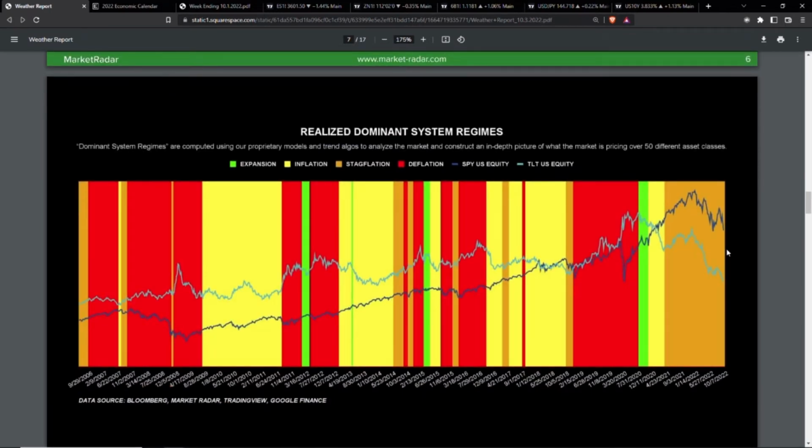Next slide is the realized dominant system regime. This will update as the regimes update, and you will see TLT and SPY overlaid on the chart so you can get an idea of what has happened in the past. It's basically like our little quasi back test where you can look back and say, oh, okay, obviously red's deflation, so SPY doesn't do too well, but TLT on the other hand goes up. Makes sense, right? Deflation, rates down, bonds up.